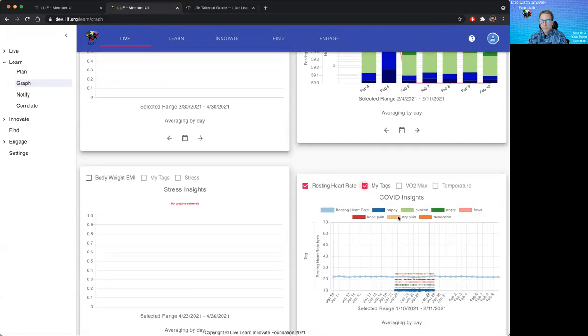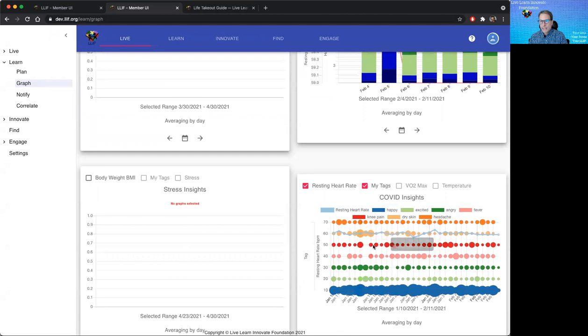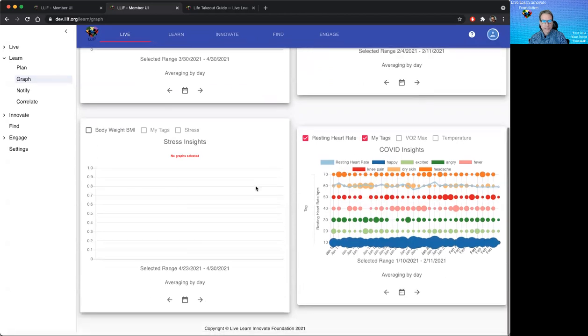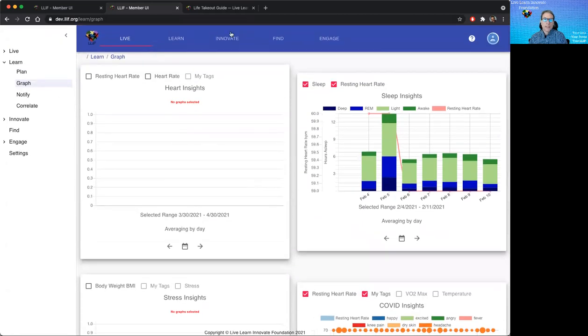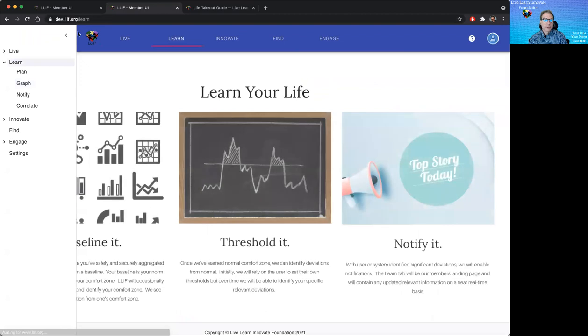So I can compare, oh, these are my tags. Here's my heart rate. Now we've over tagged this data here, but you would see fewer tags, and maybe if there were changes to the heart rate, any sort of insights or correlations. So Learn tab we covered.